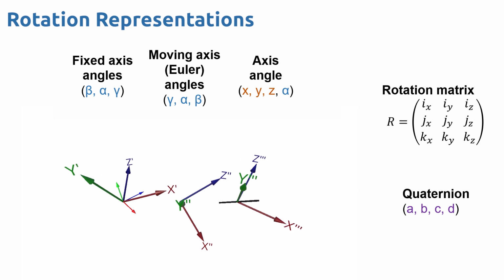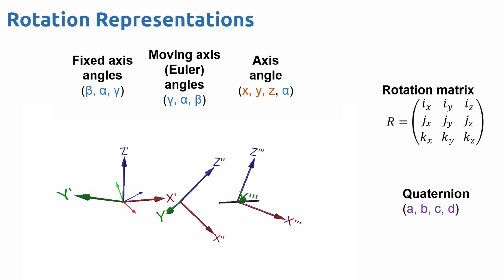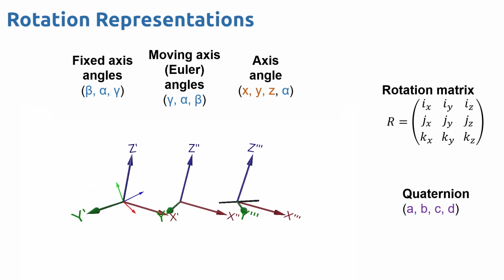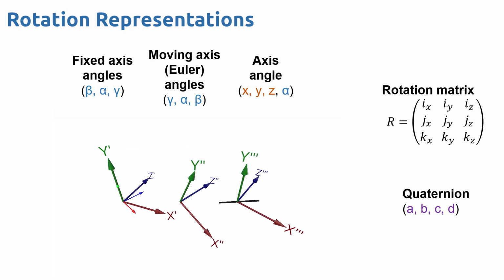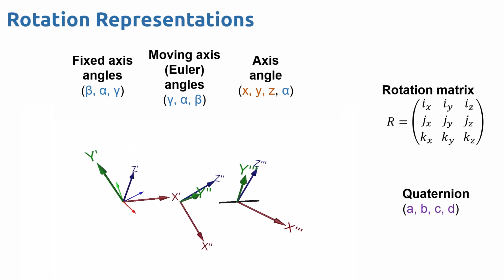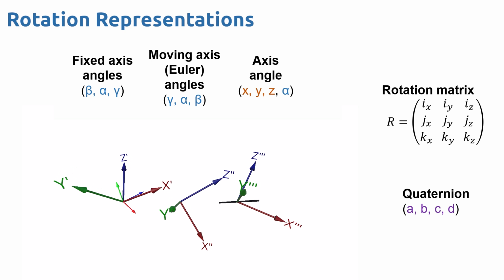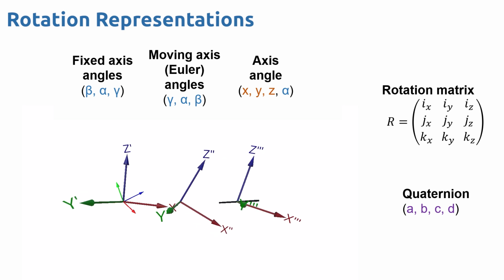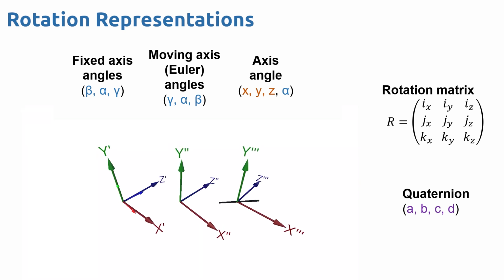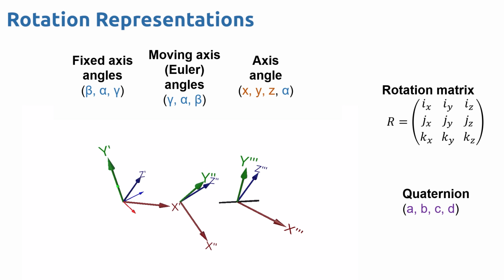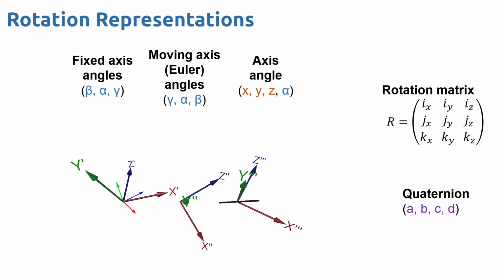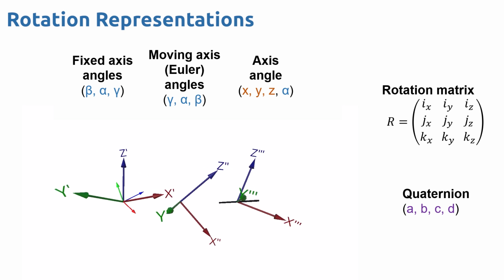A third possibility is to determine an axis and the angle to rotate around it such that it takes the frame from the initial to the final orientation. This is called the axis angle rotation and can be seen in the third frame rotation. While these are intuitively easy to grasp, we need a mathematical way of expressing them. This is where the rotation matrix comes in.